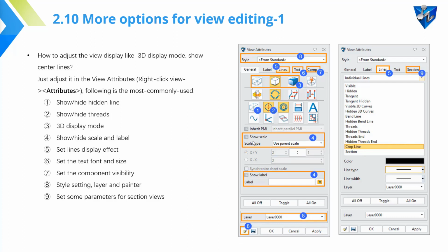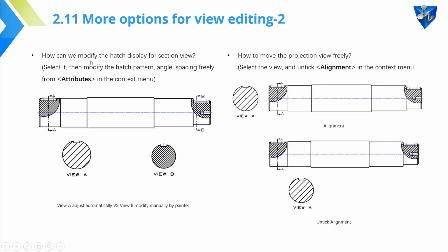So after we create the views, how can we edit the view? We can make the modification from the view attribute. Like show or hide hidden line, show or hide thread, and so on. Okay. Let's just check inside the software. And also the hatch pattern, angle, spacing. And also we can turn off the alignment for the projection or section view.